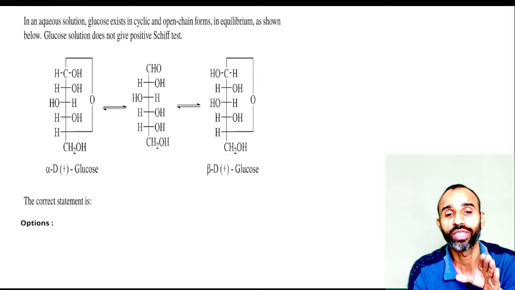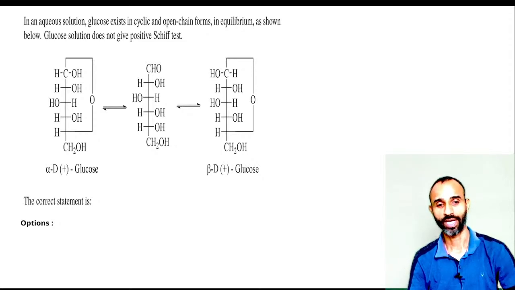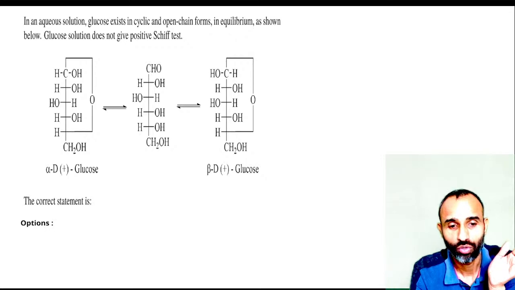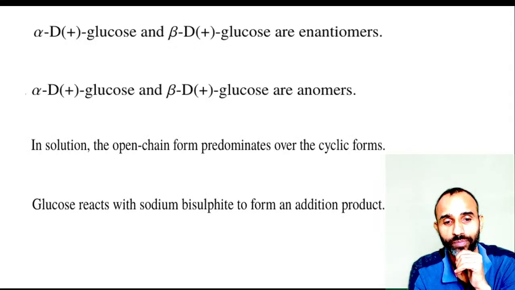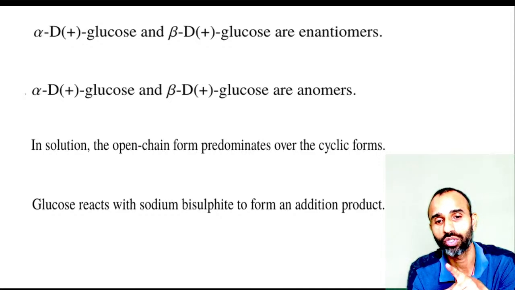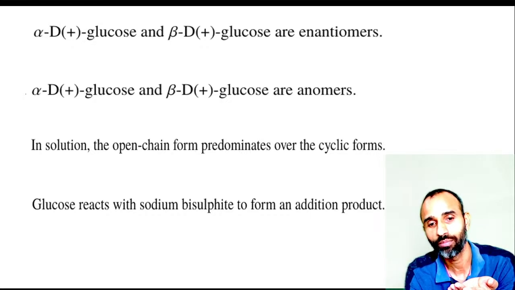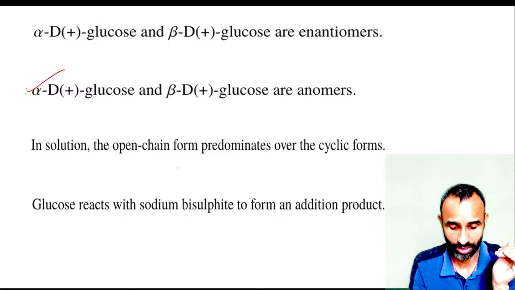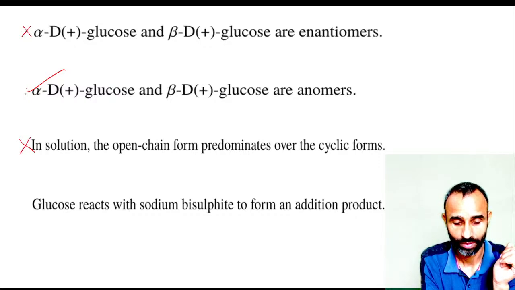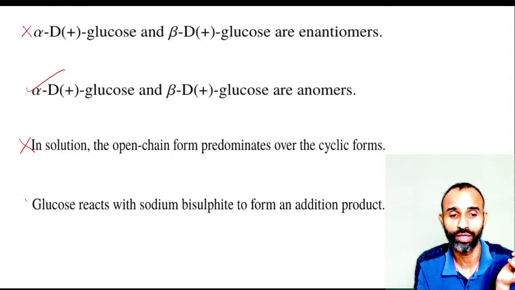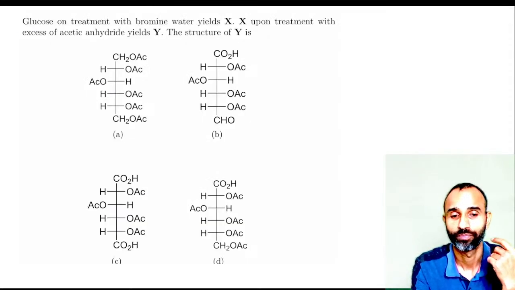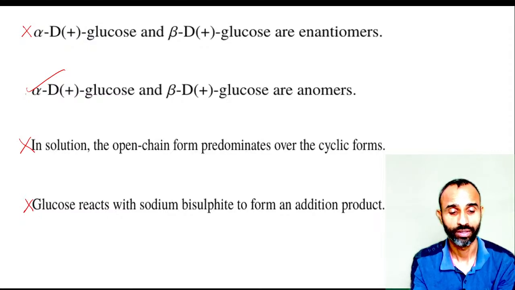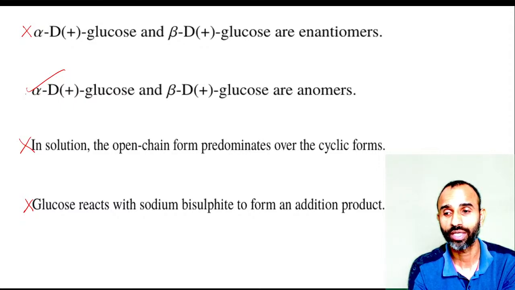In aqueous solution, glucose exists in cyclic and open chain forms in equilibrium. As shown, glucose solution does not give a positive Schiff's test, that you know. So what is the correct statement out of these? Alpha-D-(+)-glucose and beta-D-(+)-glucose are enantiomers. Alpha-D-(+)-glucose and beta-D-(+)-glucose are anomers. Option B is correct. In solution, the open chain structure predominates over cyclic? Wrong. They are not enantiomers, right? Glucose reacts with sodium bisulfite? Wrong, it does not react. It also does not react with NH2OH.